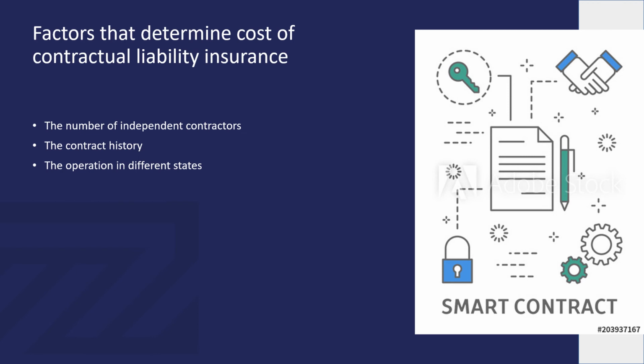Finally, we have the most important that businesses must know, and that is the cost of contractual liability insurance. There are several factors that affect the premium costs of contractual liability insurance, and they are as follows. The number of independent contractors. The more the number of people involved in the contract, the chances are higher for negligence to take place. This in turn affects the contractual liability insurance costs.